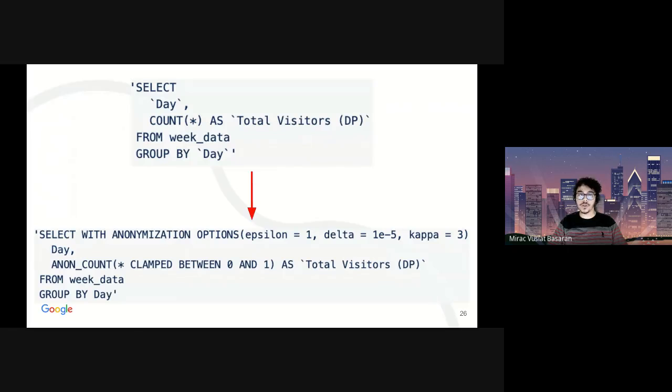So this is how ZetaSQL DP looks in action. Above is the raw, non-differentially private version, and below is the version with anonymization. As you can see, you only need to make a small change in the query. So you add select with anonymization options, and instead of doing a count, you do an anonymized count. So making this small change, you can make your queries differentially private. We also have a codelab that walks you through how to use ZetaSQL DP in our repository, if you'd like to check it out.